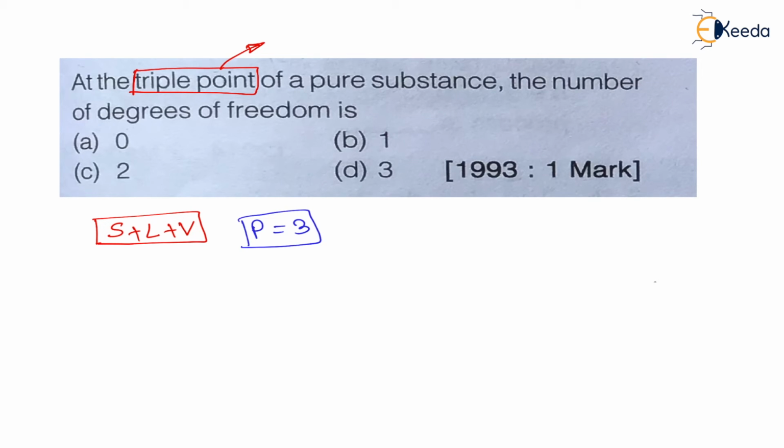Now, again in the question they have mentioned a pure substance. Pure substance is nothing but a single component. The meaning of pure substance is single component. Here we can say it is a single component.